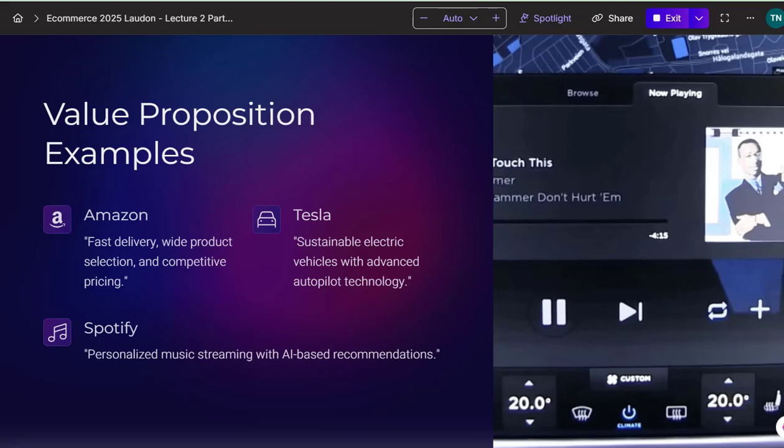Let's look at some value proposition examples. Amazon's key value proposition is fast delivery, wide product selection, and competitive pricing. Tesla's value proposition focuses on sustainable electric vehicles with advanced autopilot technology. And for example, Spotify, the music, right? Spotify's value proposition highlights personalized music streaming with AI-based recommendations.